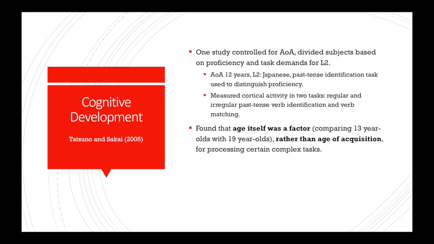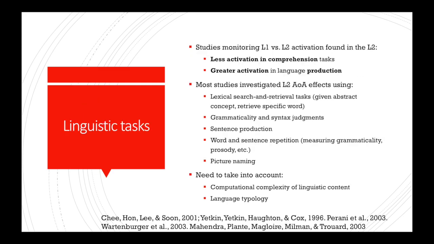Okay, cognitive development, as we mentioned, someone's brain is also developing at the same time as their language ability is developing, so there's the development that their brain is under. And linguistic tasks. We found that overall there's less activation with comprehension tasks. This may seem kind of intuitive, and there's greater activation with language production, so it's easier to understand something than to produce it. That's just an overall finding in most studies.